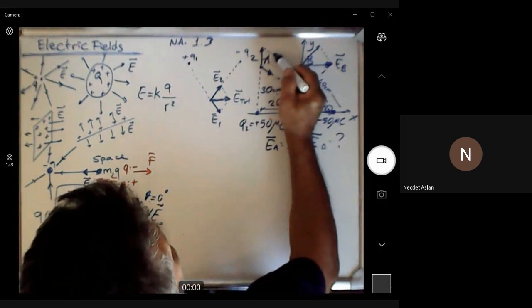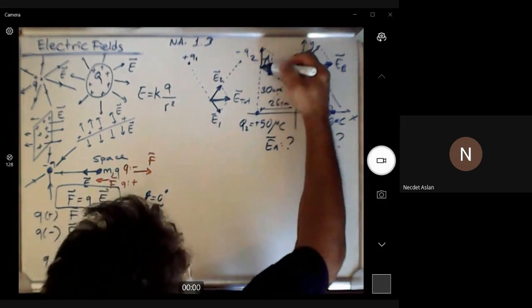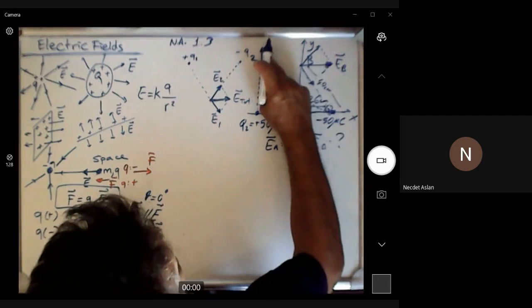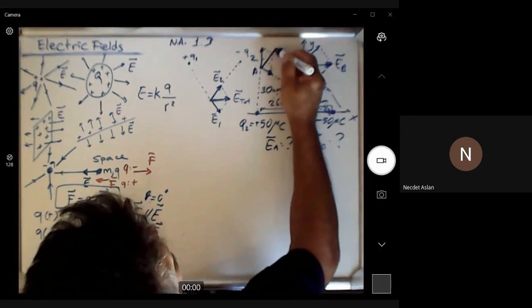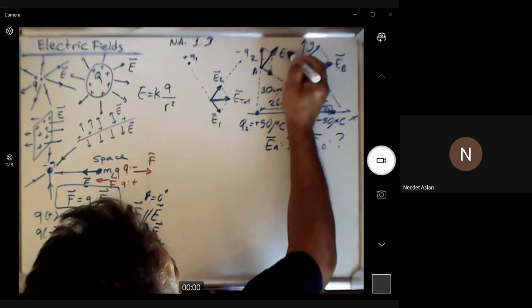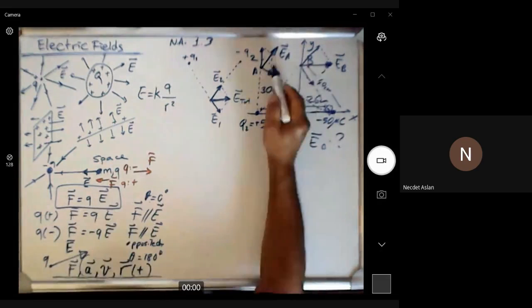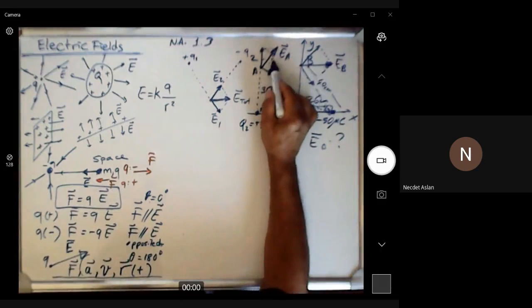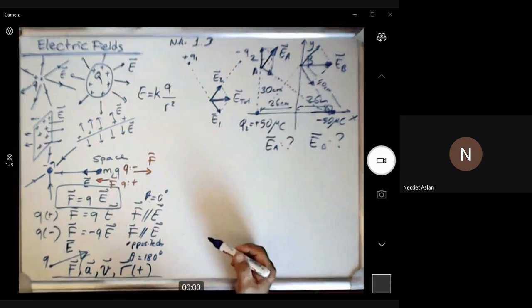So when we combine these two, we see that the electric field at this point A will be this way. So this will be EA. So this is how you can get the electric field vectorially.